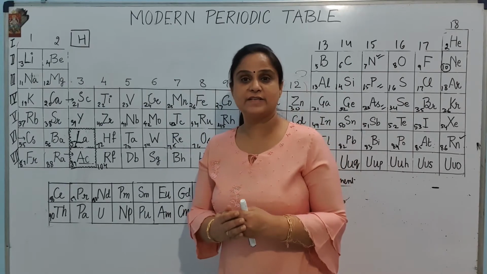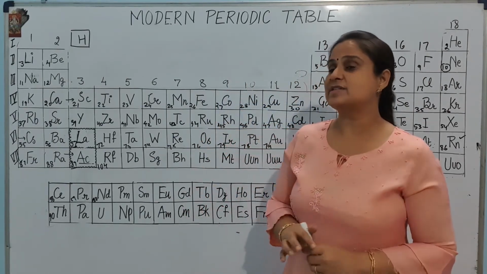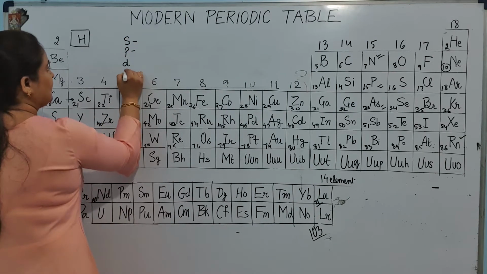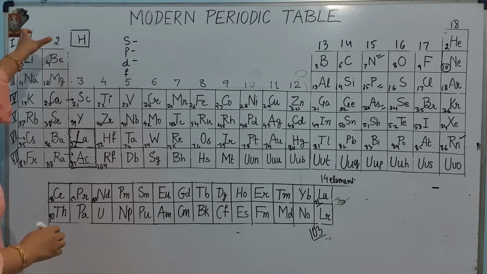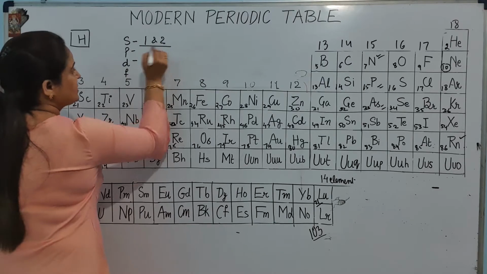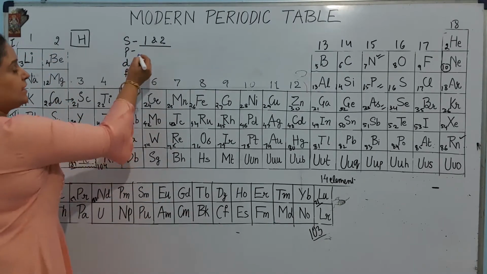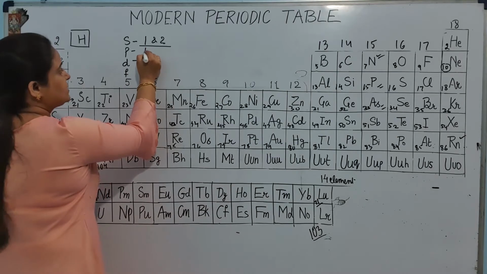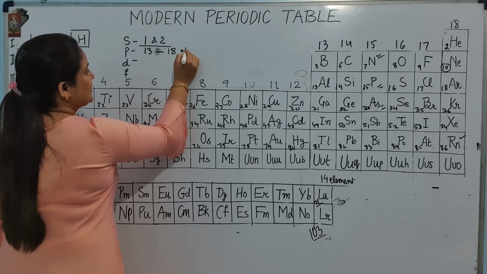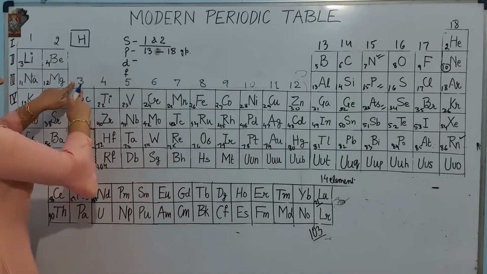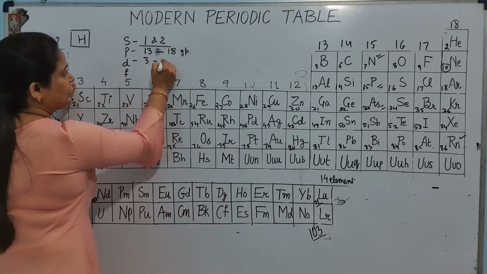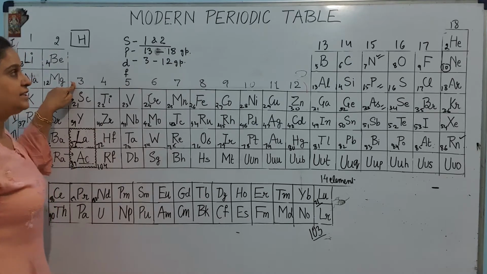This table is also classified into 4 blocks. These blocks are S block, P block, D block and F block. S block elements are the elements present in the first and second group. Now from 13 group to 18 group, these elements are called P block elements, and the elements from 3rd group to 12th group are called D block elements.